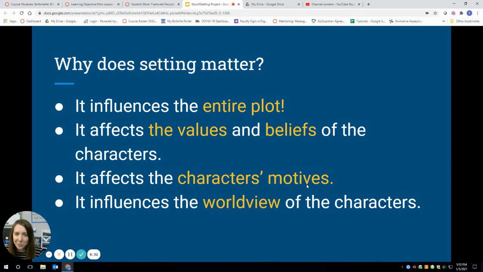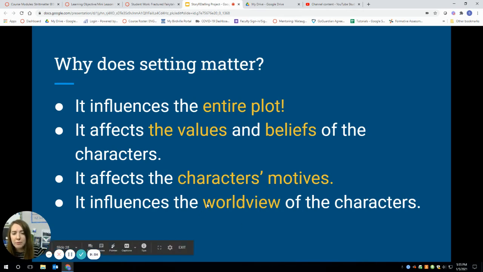It also affects what characters want in life. In America, we tend to want freedom. We tend to want to achieve the dream, right? In other countries, they might mostly just want a family. Or maybe if they're living in a third world country, maybe they just mostly want to make sure food is on the table, right? So the setting greatly affects what they strive for and their dreams and their motives.